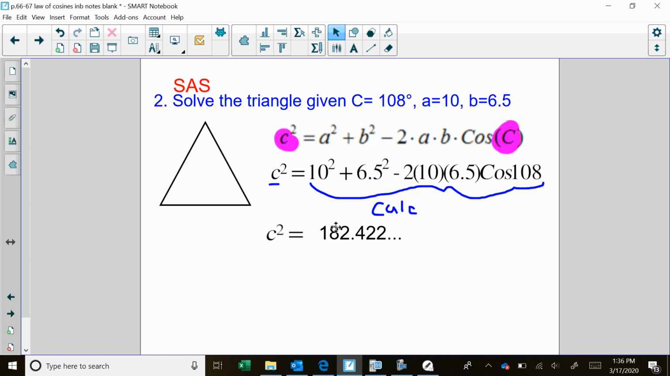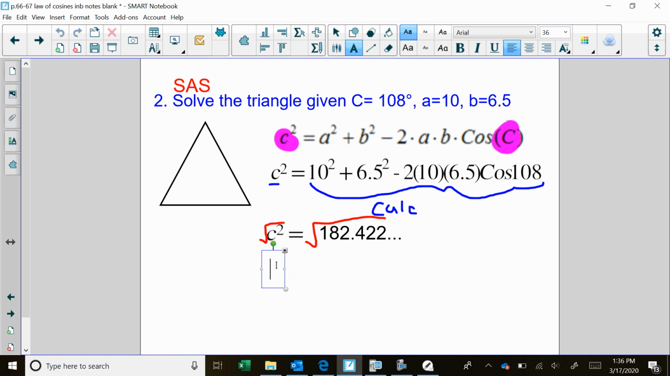Okay, so c squared equals this. Now all we have to do is take the square root. So the side angle side problem is actually pretty quick. You'd probably way prefer these over the side side side problems. Let's take the square root of both sides. C will equal the square root of your answer that you have already in your calculator. It should be 13.5. That's our side length for C.